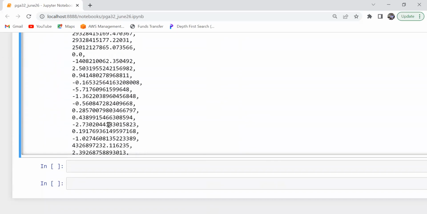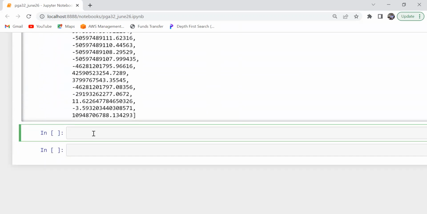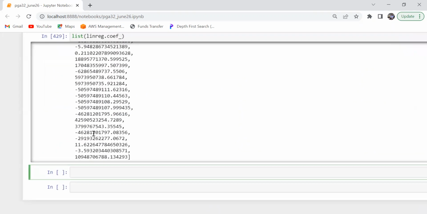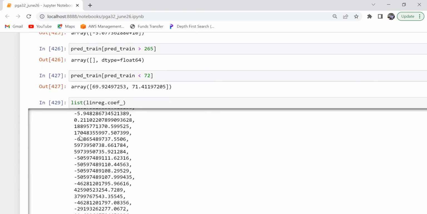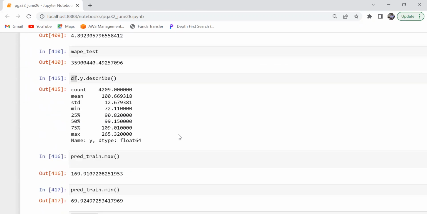So what can we do? We can use our Ridge or Lasso. In Ridge and Lasso, the betas get shrunk. So please note down that this linear regression is just for example purpose, to showcase that there is a problem of overfitting. सबको समझ में आया ना? There is a problem of overfitting.